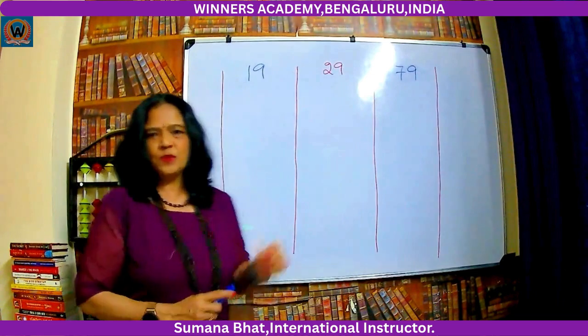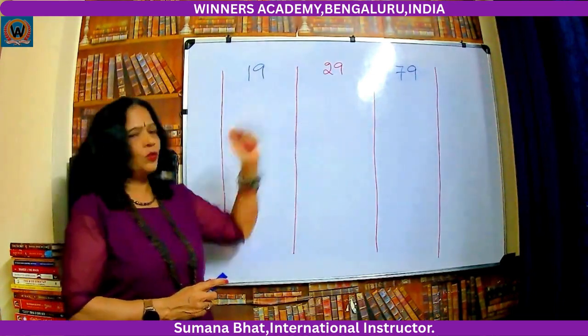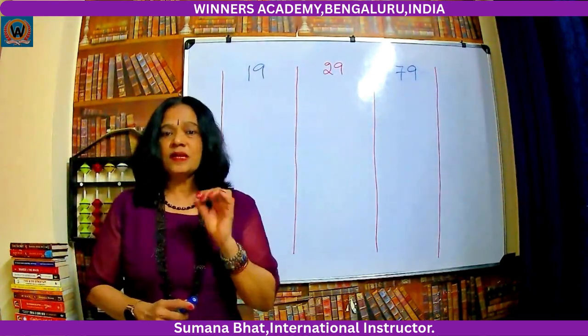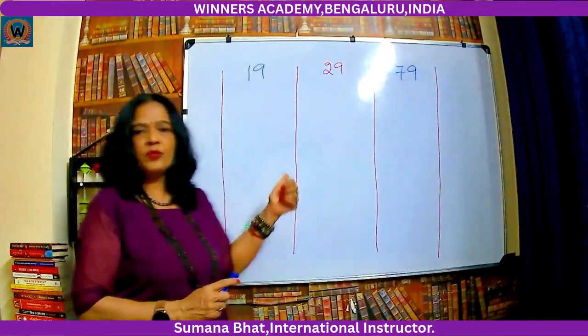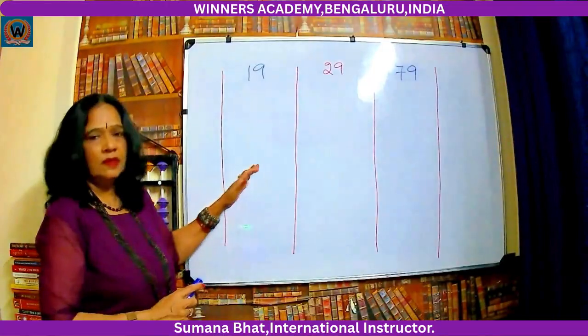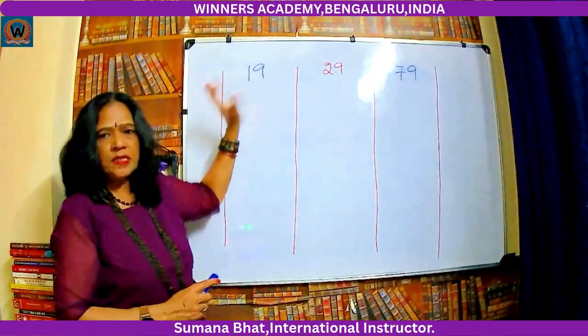Now let us write the tables for 19, 29 and also 79, means the numbers ending with 9. How to write for the number ending with 9? The table for 19. See the tens place number.